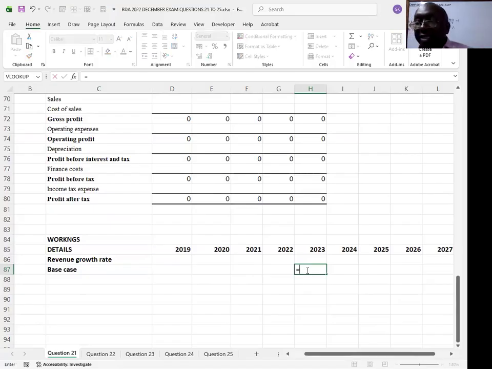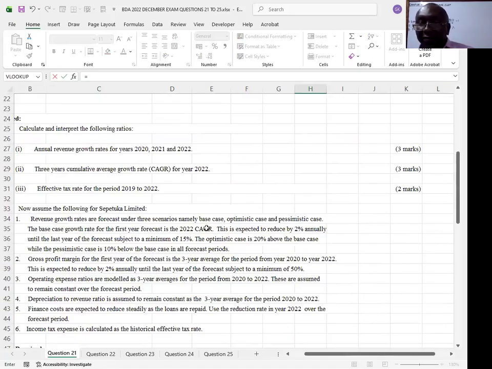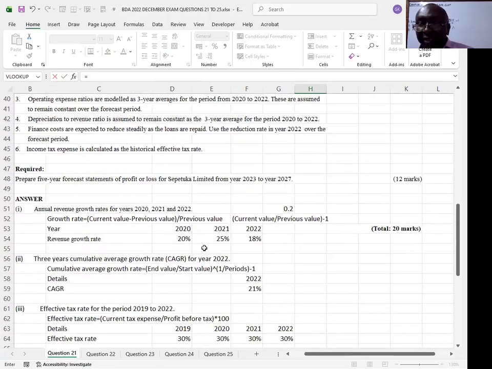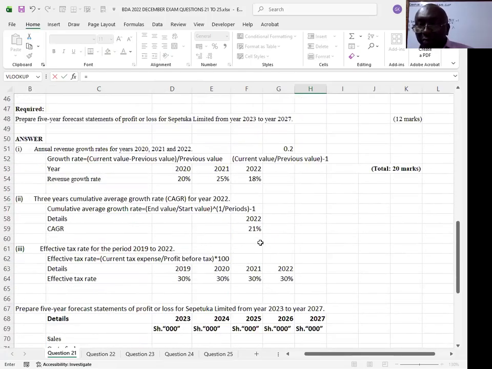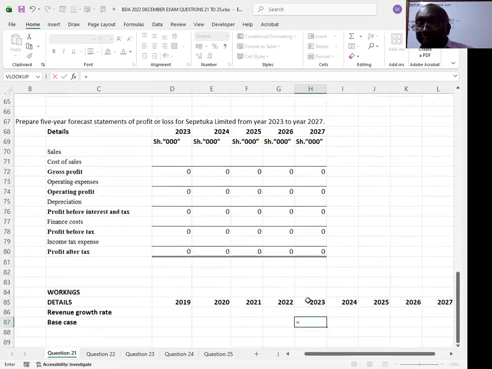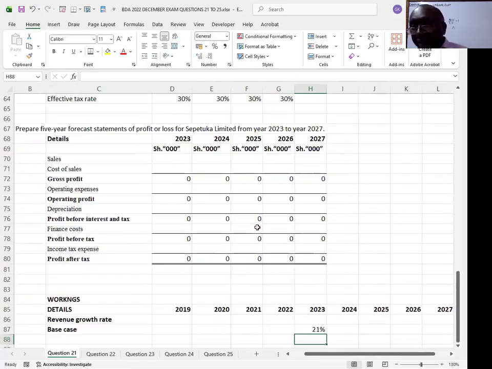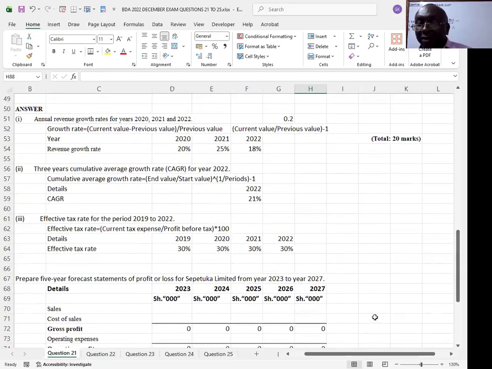we are told it is the CAGR. This one, CAGR for 2022. And that CAGR for 2022, ndio hii tulikuwa tumecompute hapa. So I will come here in 2023 here, and I say equals, then I click this one. And I press enter. Higher.